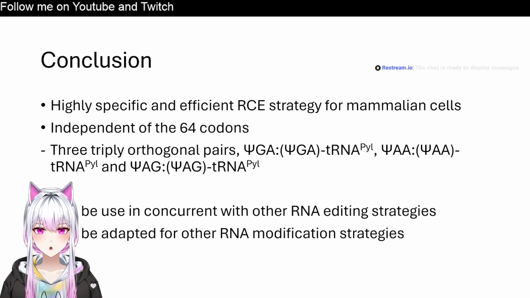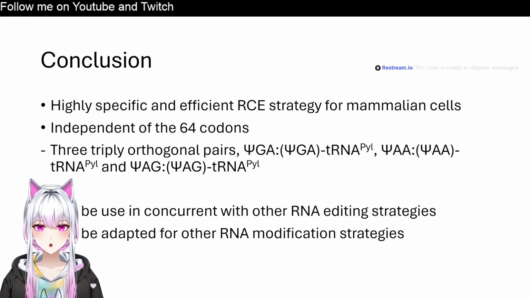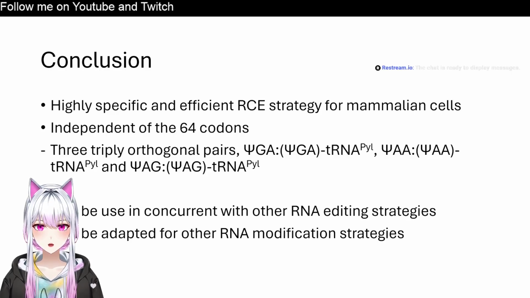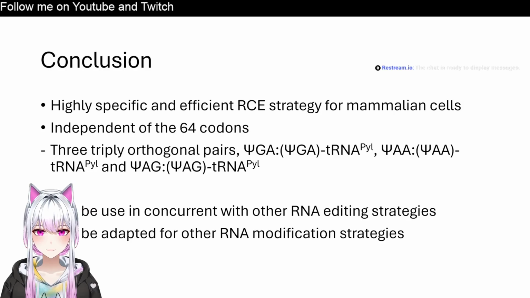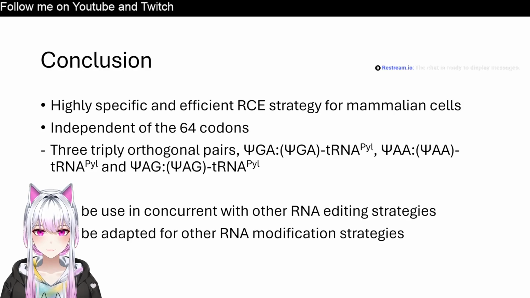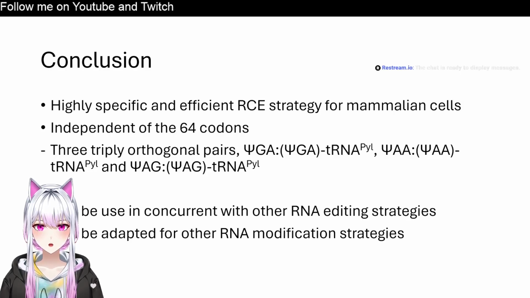So in conclusion, this RC strategy is highly specific and highly efficient. It's independent of side chain functional groups. There are 150 kinds of modifications that you can play around with and really go nuts about what kind of functional groups you can have. It can coexist with other editing strategies, because you can install different kinds of modifications in many parts of the mRNA ideally, and it also can be adapted to other systems. That comes to the end of the paper.